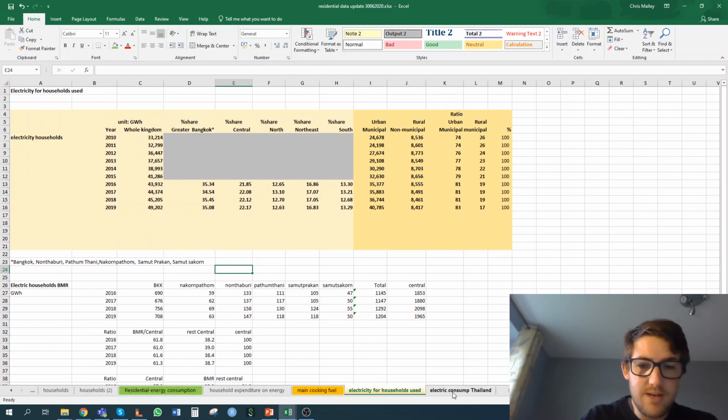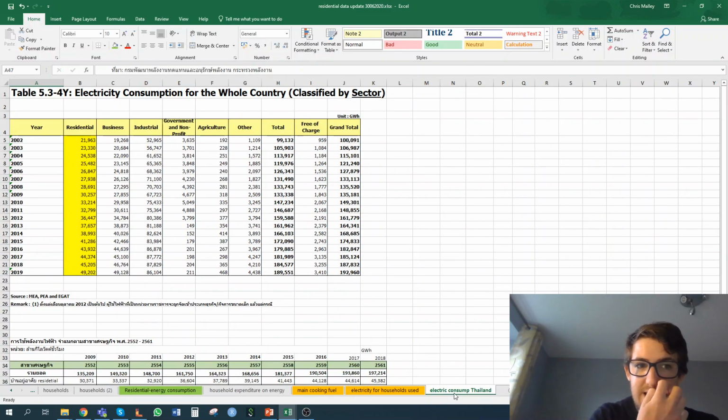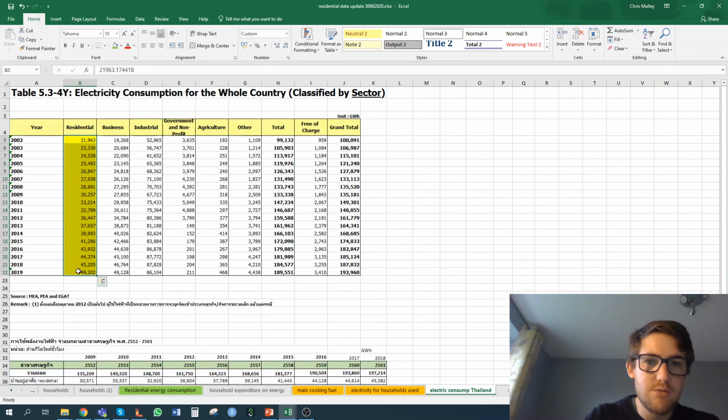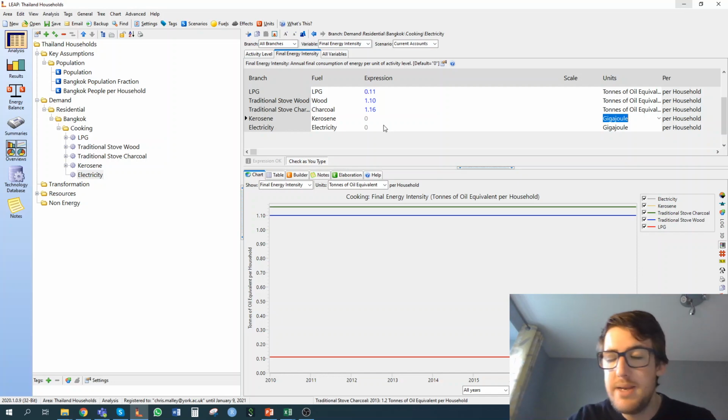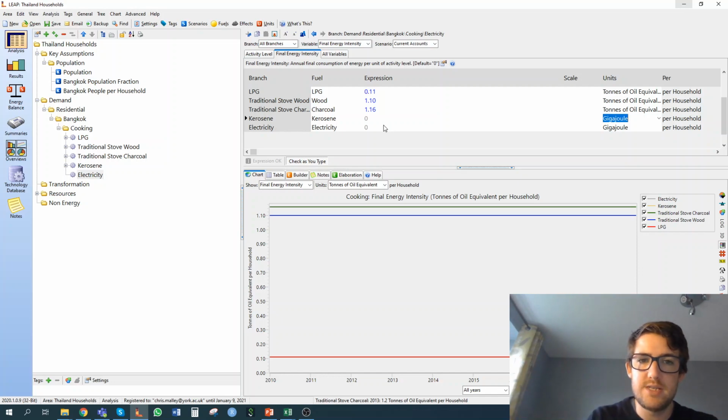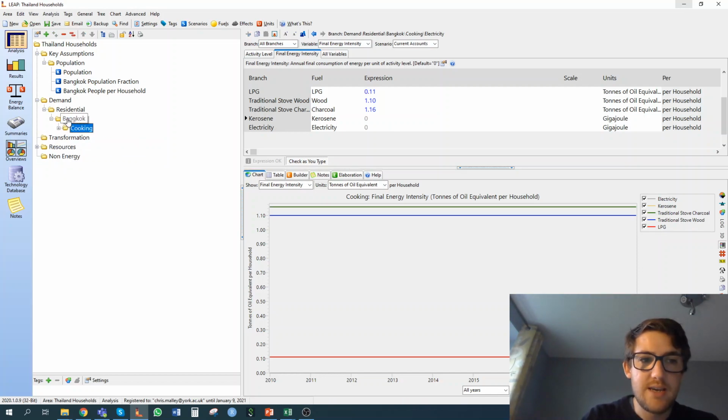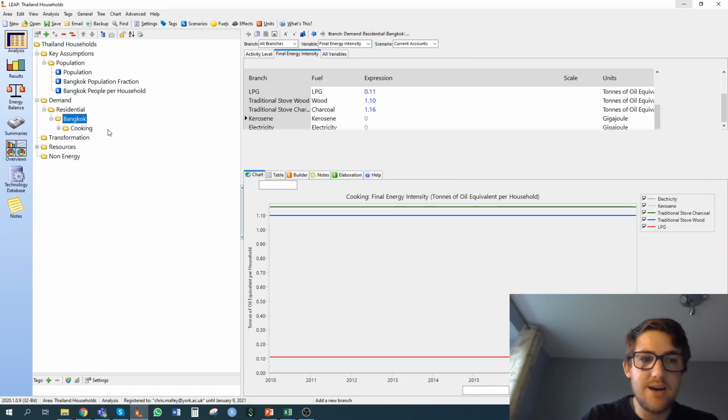My question about additional data that would be needed is whether there is any information about how this total residential electricity consumption breaks down in terms of use. So is there any information about how much electricity is used for cooking? How many kilowatt hours per household of electricity is used for cooking compared to air conditioning, compared to lighting? So once we finish cooking, we can add other activities.